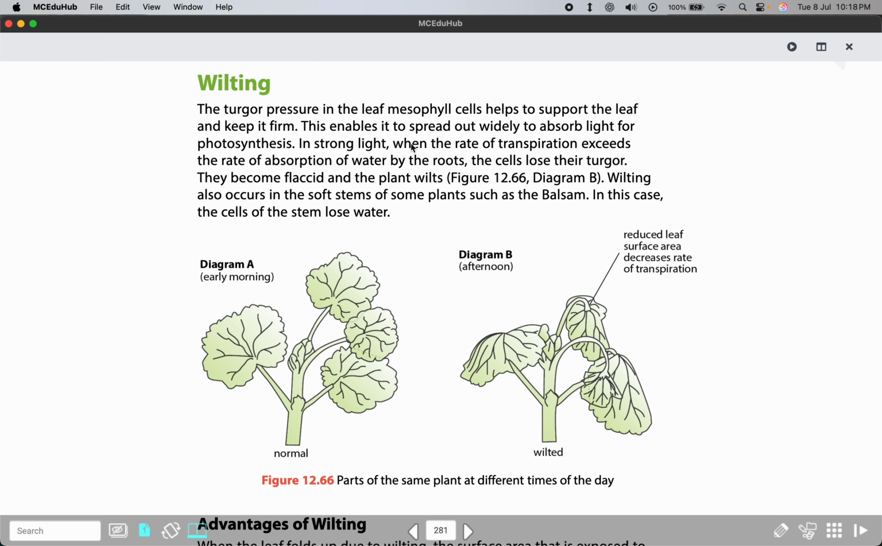In strong light, when the rate of transpiration exceeds the rate of absorption of water by the roots, the cells start to lose their turgor. So now the plant becomes flaccid. Flaccid is the opposite of turgid, and the plant wilts. Wilting also can occur in some of the plants with soft stems, and then the whole plant will kind of topple over.